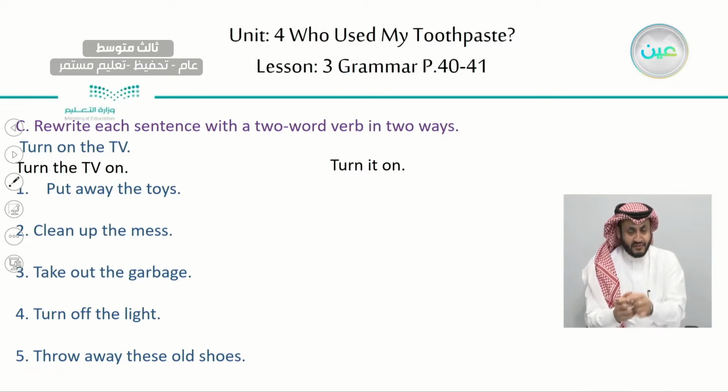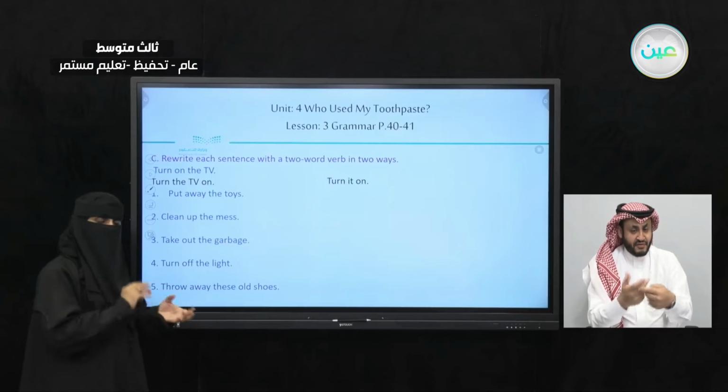Like what, miss? Turn on the TV. How can we change it? How can we have three ways? The first way here, turn on the TV. The TV is the object. We can put it where? In the middle. Turn the TV on. And also we can change it into a pronoun. Turn it on. Okay? Look at the other exercises and try to rewrite and change them.